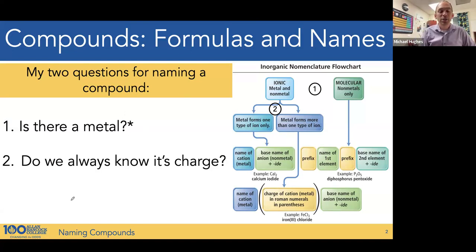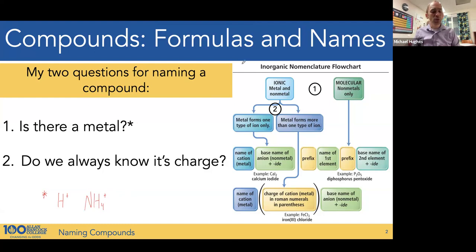Now, of course, I put an asterisk there. The asterisk is a metal or H plus as a cation when we have an acid, or a polyatomic cation, one of which is ammonium, NH4 plus, that we might see. So those are species without metals that can form ionic species or acids. But usually we see an ionic species from the presence of a metal, and we see molecular species with nonmetals.